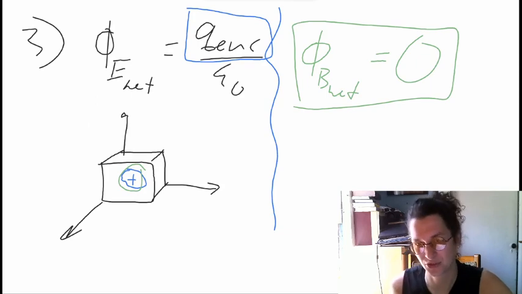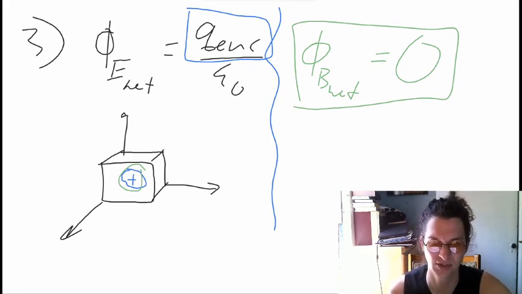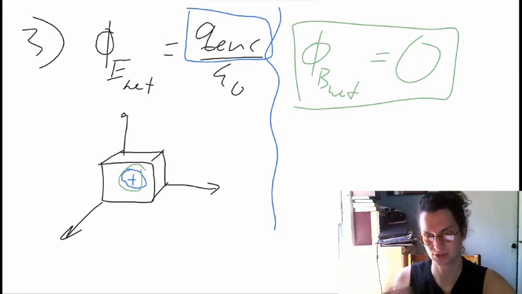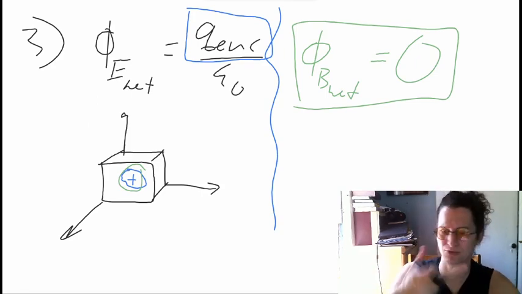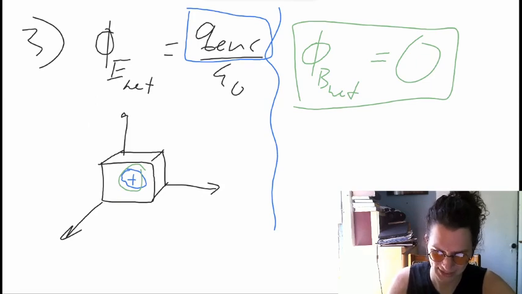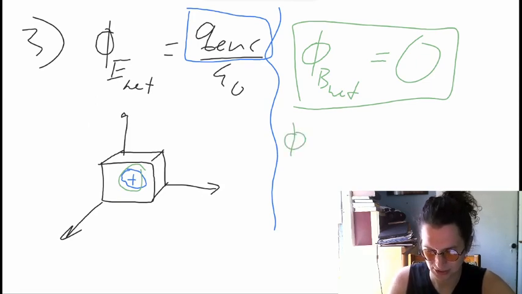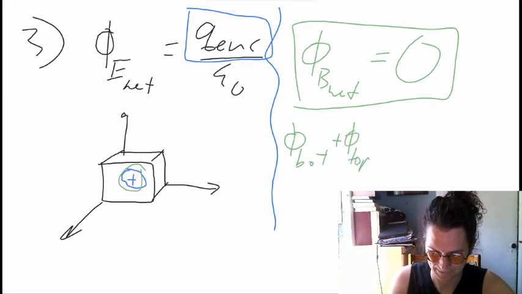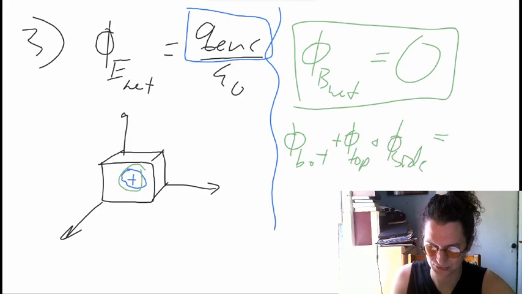And so in problem number 3, they're asking you to put this to use. You have essentially 3 faces here. You have the flux through the bottom circle, the flux through the top circle, and then the flux through the really weirdly shaped side. And you just add them together. So the flux through the bottom plus the flux through the top plus the flux through the side has to be equal to 0.